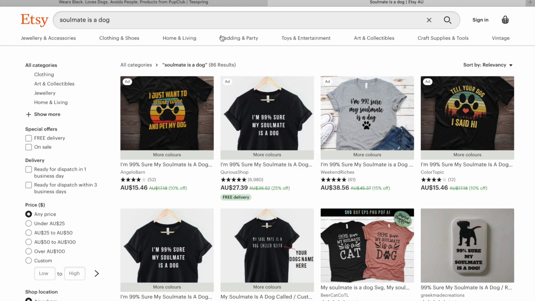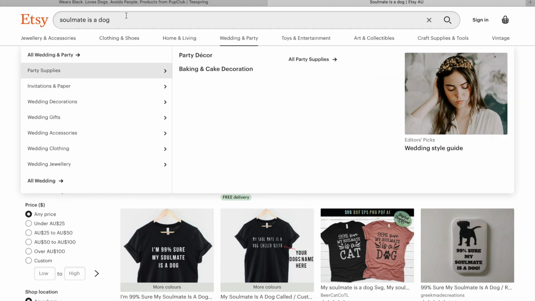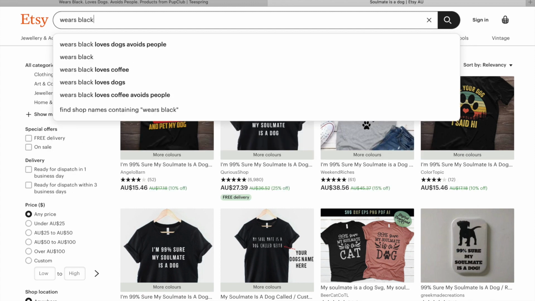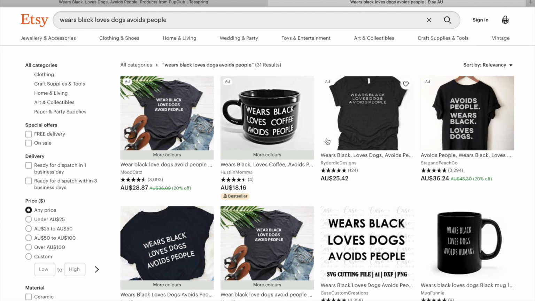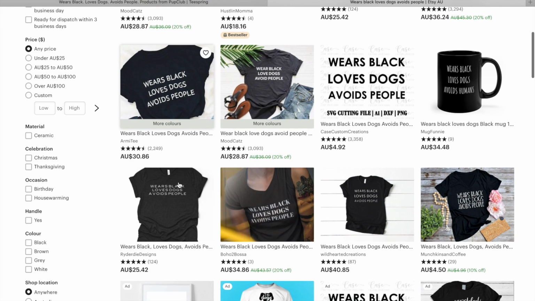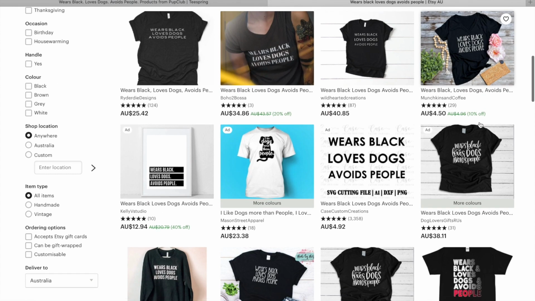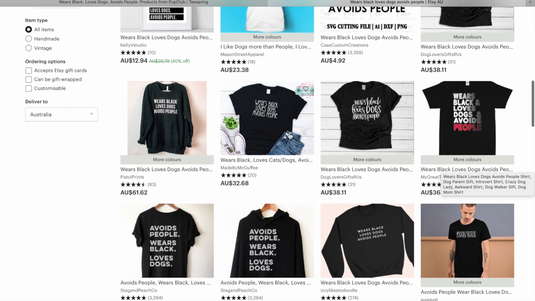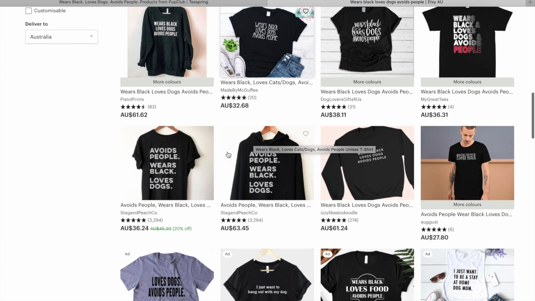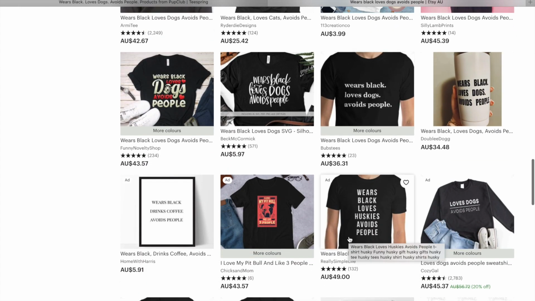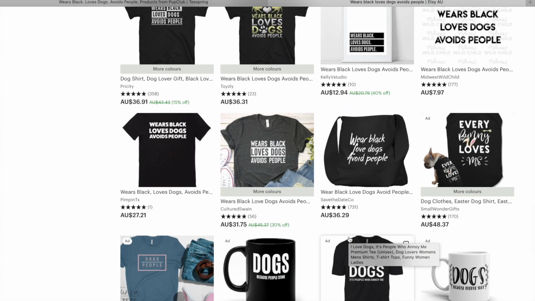So all I really did was find "wears black, loves dogs, avoids people." All I really did here was look at the ones that have done well. Look at the logo design. It's very basic. Pretty much any sort of white text is almost going to do. I just looked at the ones that were doing well and pretty much made my own version. That's all I did, guys. It's very basic. It looks just like this pretty much.